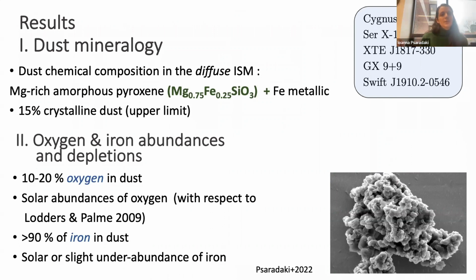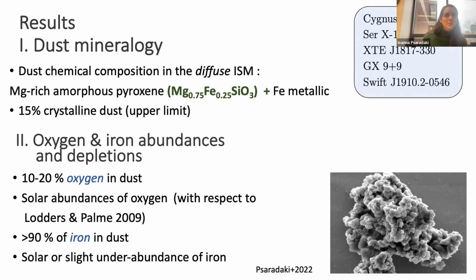So in these diffuse ISM regions that we probed, we found that the magnesium-rich amorphous pyroxene with this chemical formula is a dominant dust compound, but we also found metallic iron as well. And we found an upper limit of 15% of crystalline dust. A lower upper limit has been found from the infrared.